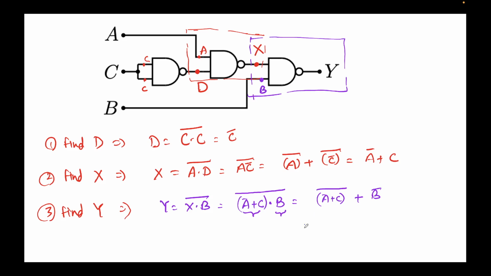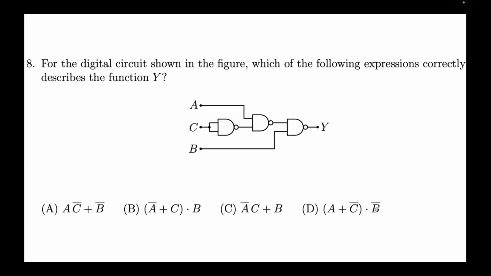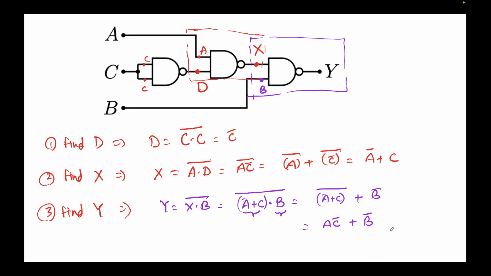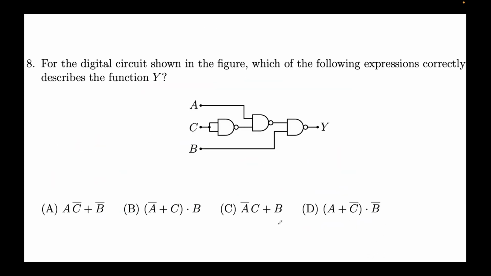I'm just going back in circles actually, but it's okay. So it's A bar plus C, and then you again apply DeMorgan's law on this. So this will be A times C bar. Essentially you will get to the same value that we have over here. A times C bar plus B bar. So we get A times C bar plus B bar. Okay, option A.